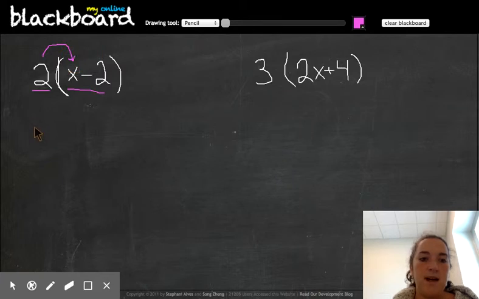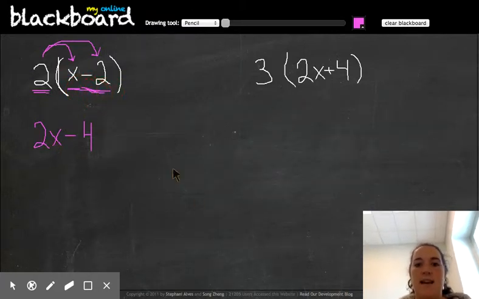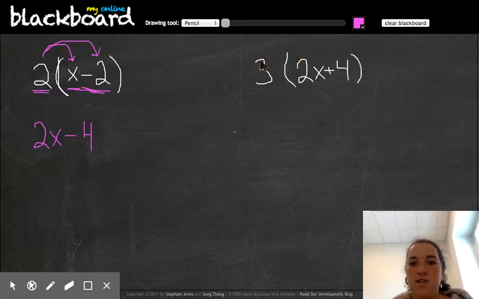So I need to multiply the 2 times the x, but then I also need to multiply 2 times the negative 2. 2 times negative 2 is negative 4. So I multiply 2 times x to get 2x, and 2 times negative 2, including that sign, to get negative 4. So let's try the next one.